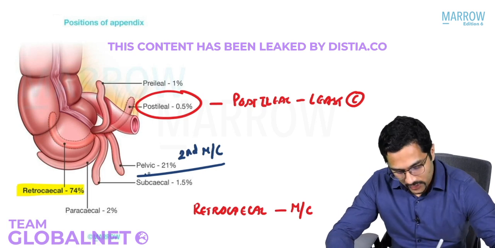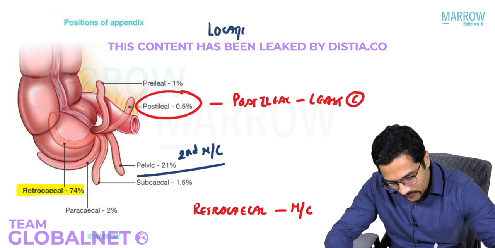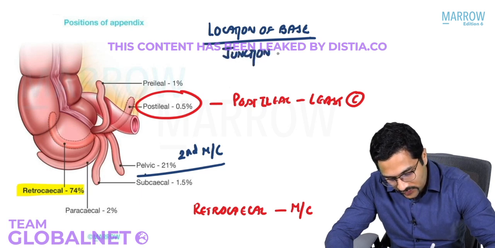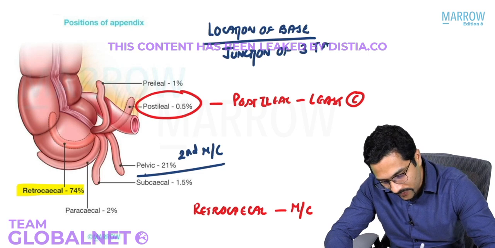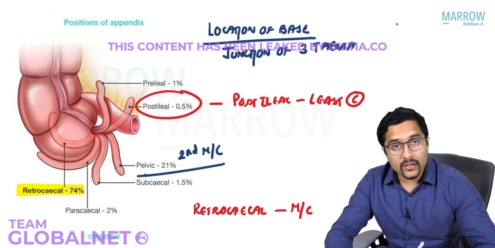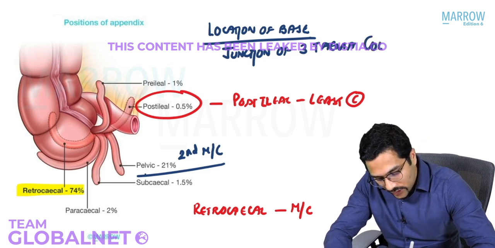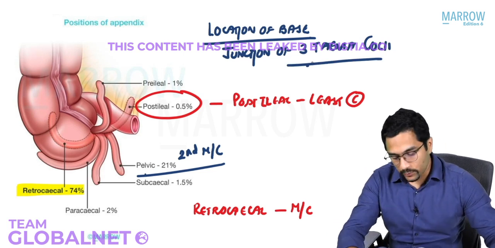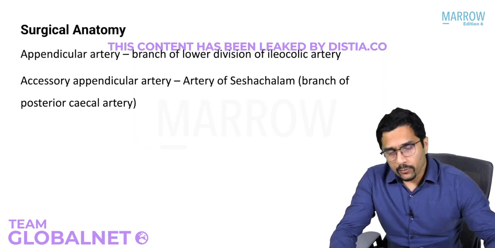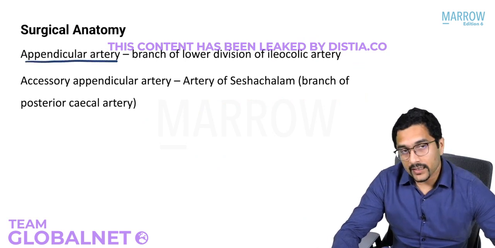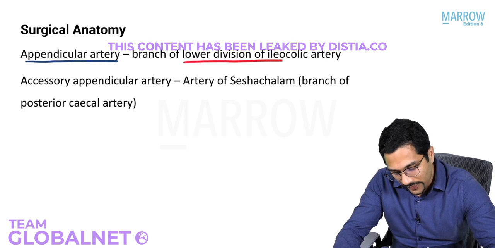Now we know that the location of the base of the appendix is constant, and it is situated at the junction of the three taenia coli. You know, taenia coli are the longitudinal bands of muscle which run along the large bowel, and at the junction of the three taenia coli, that is where the base of the appendix is located, and that is a constant position. The other points in the surgical anatomy which you need to know for the exam: the appendicular artery is a branch of the lower division of the ileocolic artery.